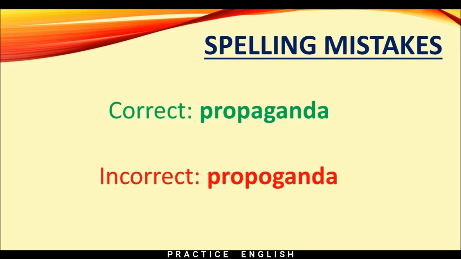The word propaganda refers to content, like articles, advertisements, or videos, that are specifically made to convince you to think a certain way. And the first part of this word is spelled P-R-O-P-A, propaganda, not P-R-O-P-O.